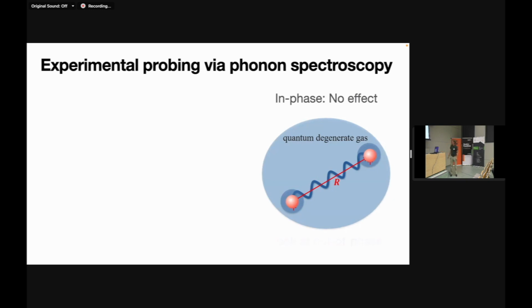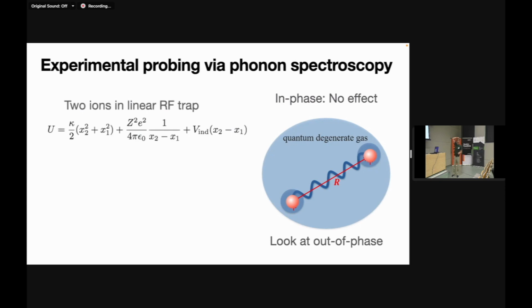But if you look at the out-of-phase mode, where the two ions oscillate in antiphase, the induced interaction should affect the collective mode frequency. It's not collective, you have two ions here, but the phonon. So we're looking at just two ions. Maybe you have these crazy crystals. This will also affect those frequencies, but that's a harder calculation. So we look at two ions, and it's just a classical theory.